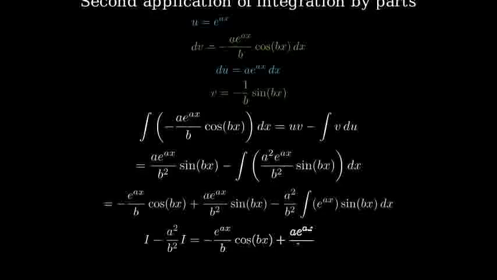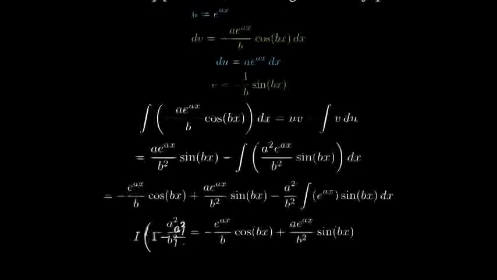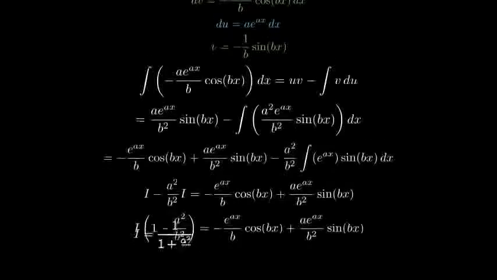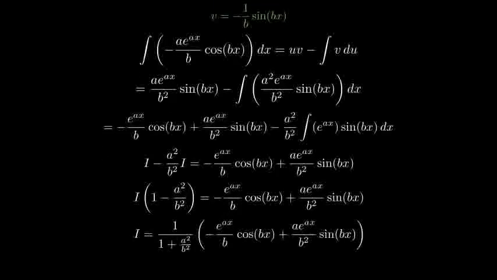To solve for the original integral, we can add the integral term on the right side of the equation to both sides and divide everything by the coefficient of the integral. Introducing I as our integral, we have I equals 1 over 1 plus a squared over b squared times the sum of negative e to the power of x over b times cosine of bx plus a times e to the power of x over b squared times sine of bx.